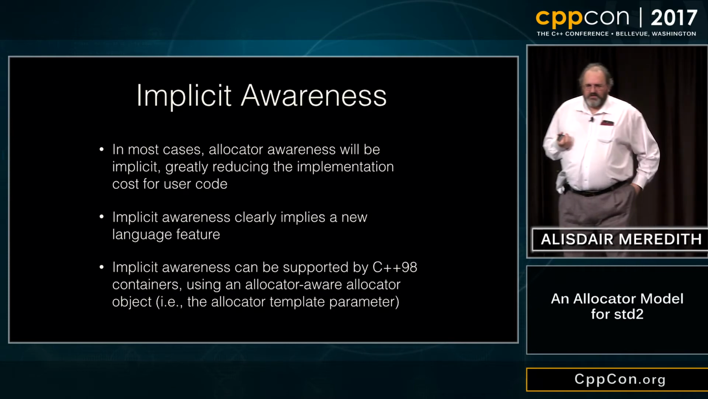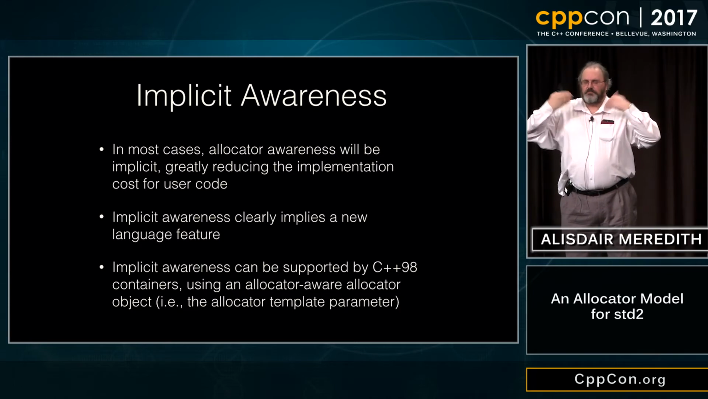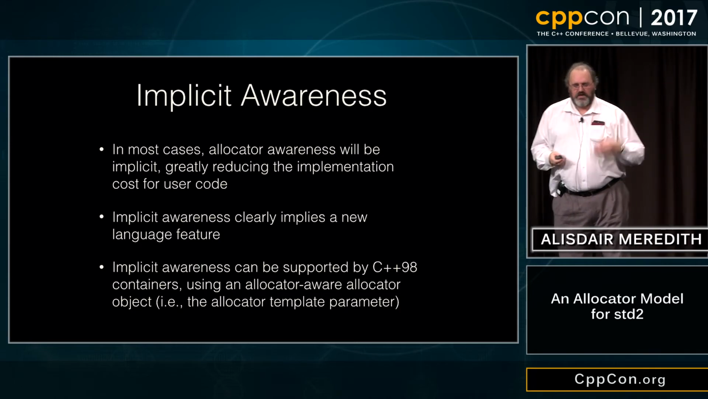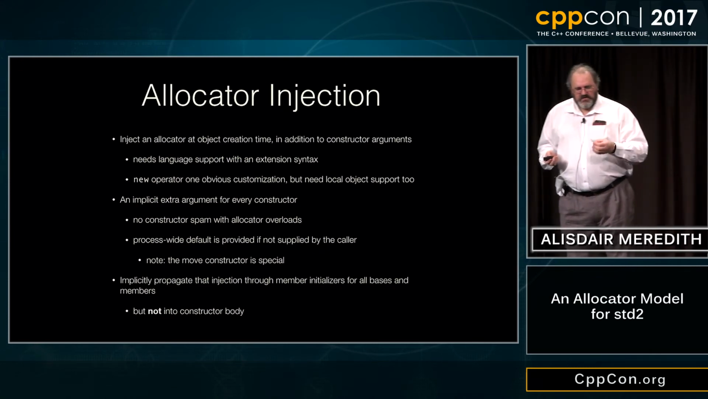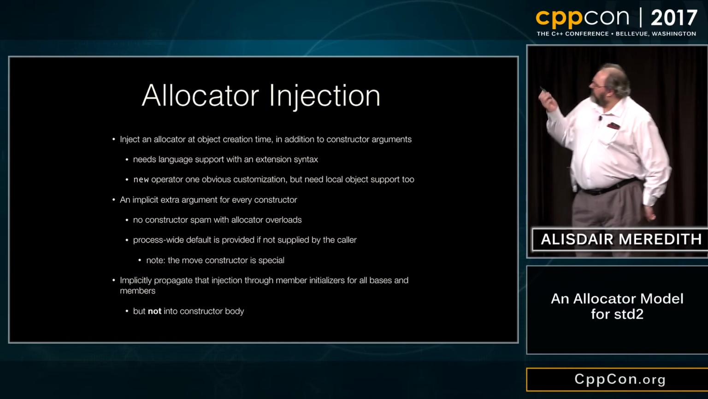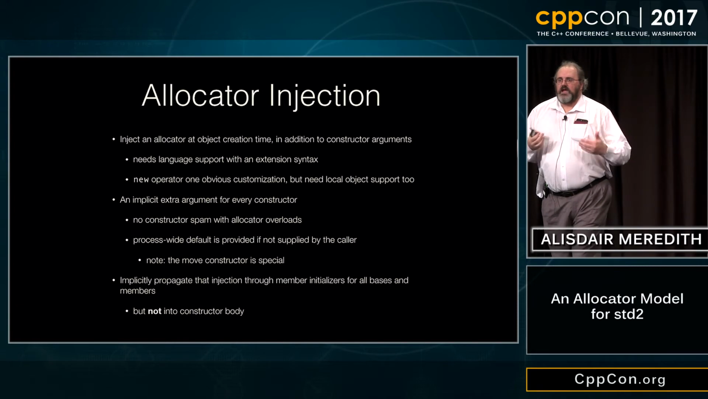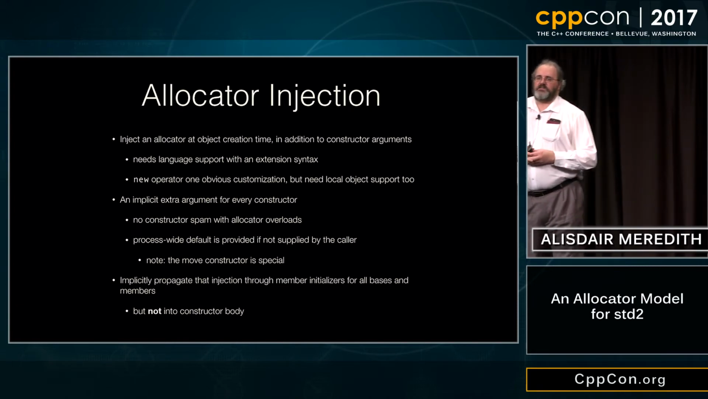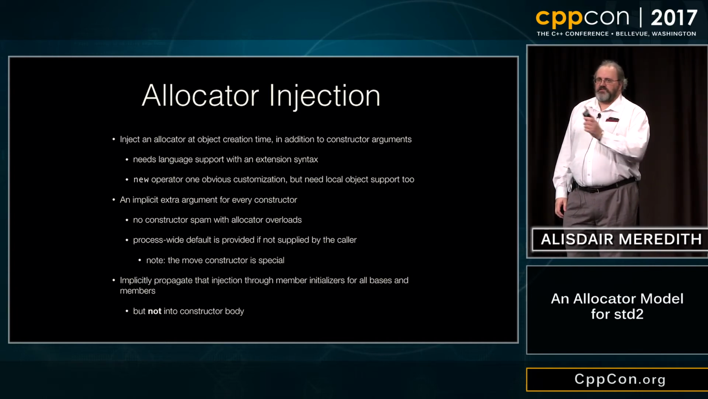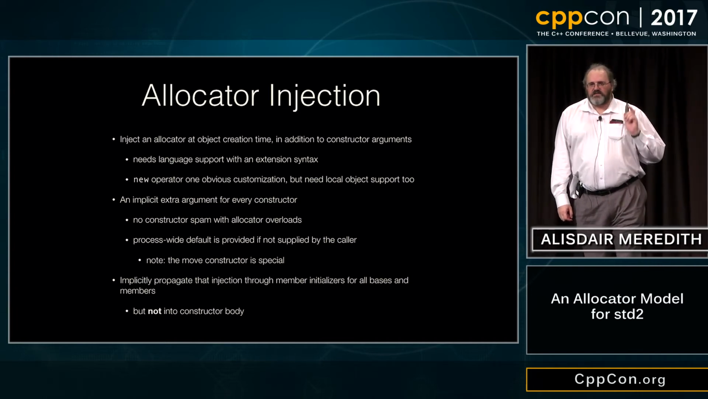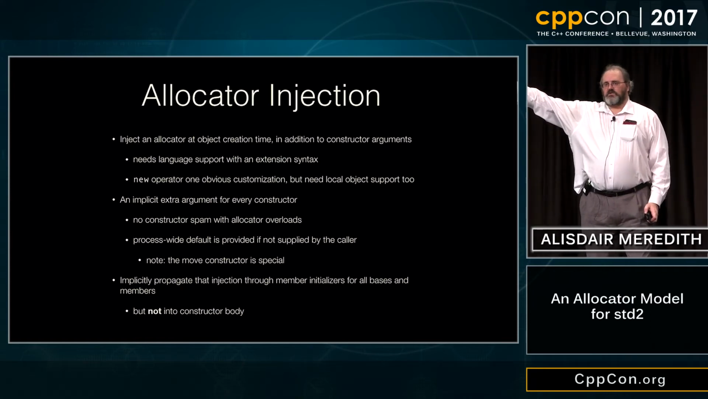So the notion of implicit awareness is if I have an allocator aware type, or if I have a type that's built out of allocator aware types, it itself will always be allocator aware. The key issue was allocator injection. The idea is when I now construct my allocator aware object, I want to be able to supply its allocator not as a parameter to the constructor, but I'm going to have a separate mechanism to say, as I run the constructor, here's the allocator to use.